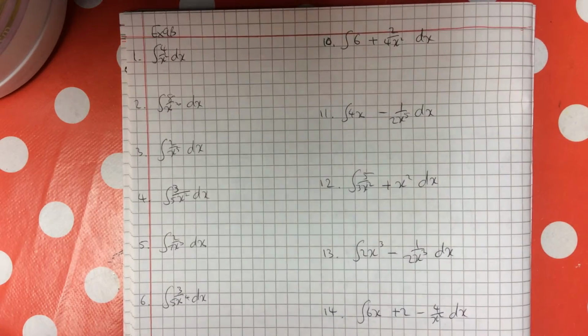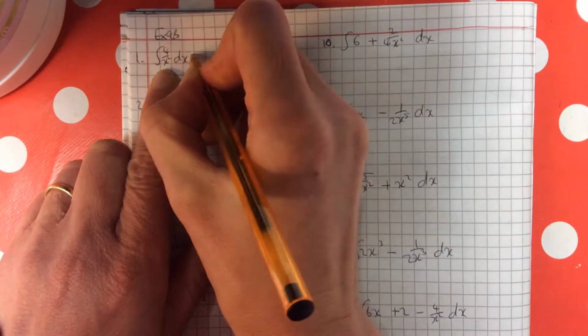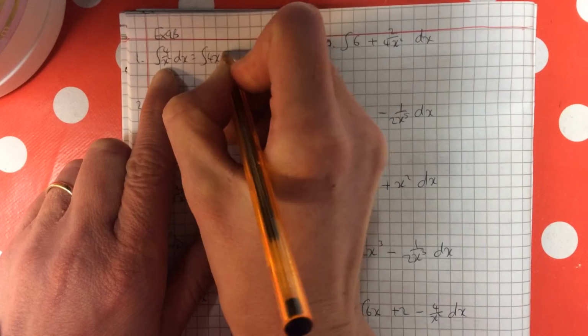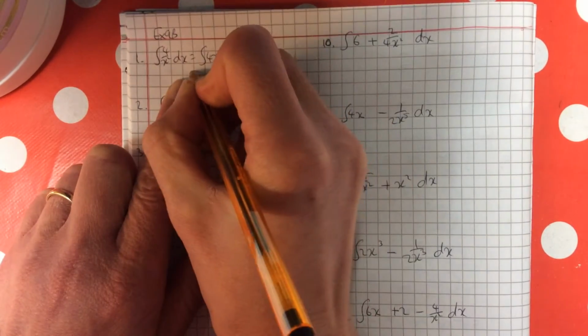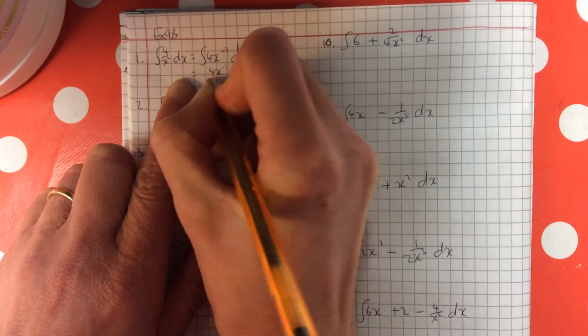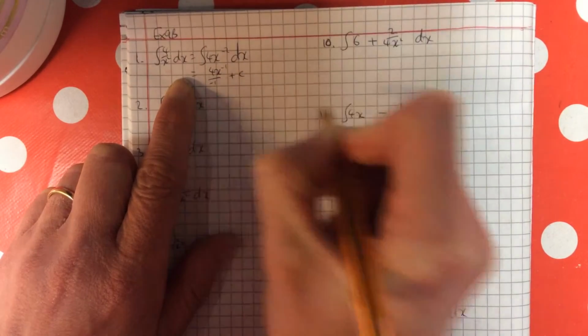Okay, just going to take you through exercise 9B. So x is in the bottom. The first thing is you bring the x up. I haven't integrated yet, so the integration signs stay. Add 1 to the power, divide by it, don't forget your c.